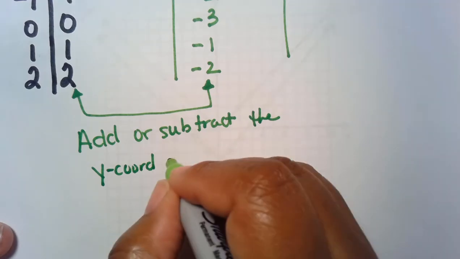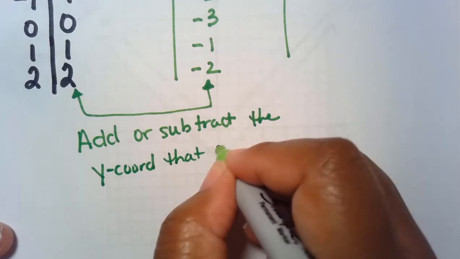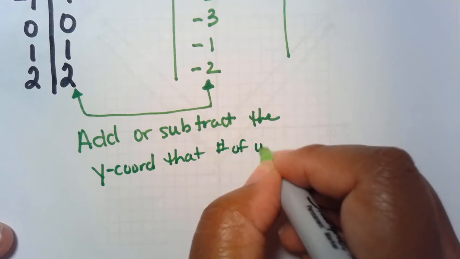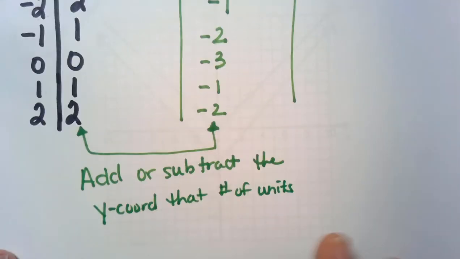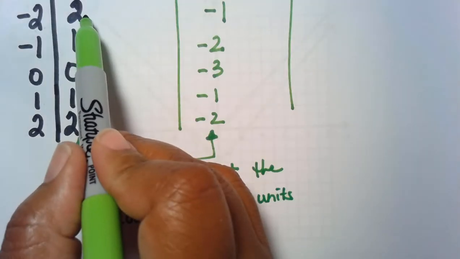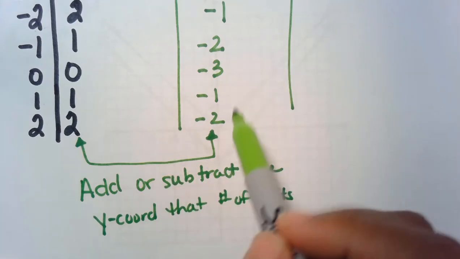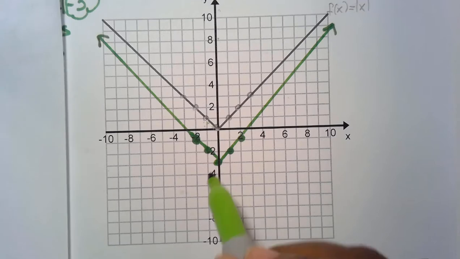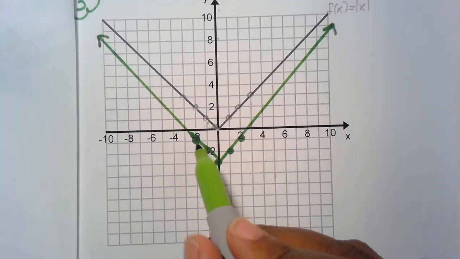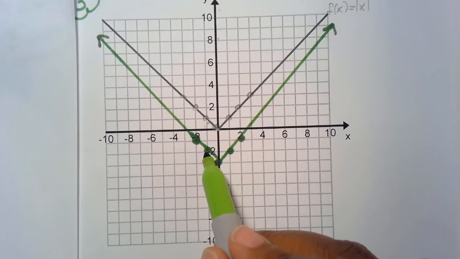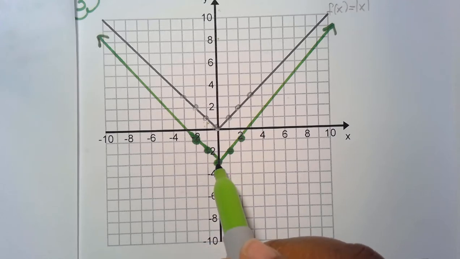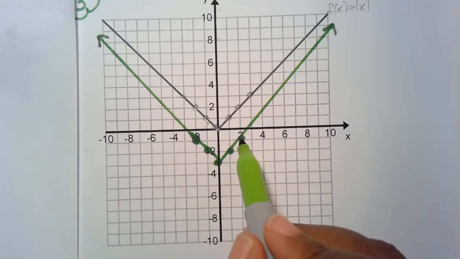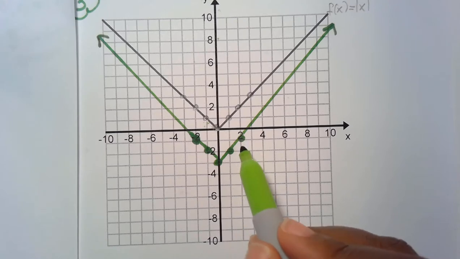Okay, that number of units. Meaning since this is -3, we would subtract 3 from the y coordinate. This would be our y coordinate here. So we have here -2, -1. Here we go. We have -1, -2. We have 0, -3. We have 1, -2. And then we have 2, -1.